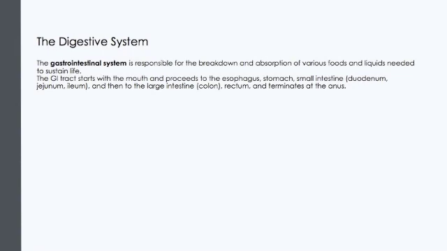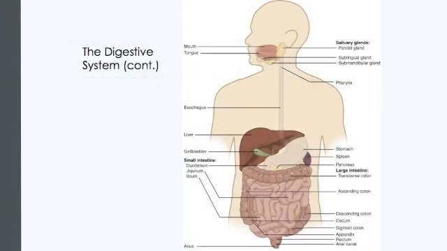The alimentary canal is divided into specialized digestive organs along its length. These organs include the mouth or the oral cavity, the pharynx, the esophagus, stomach, small intestine, large intestine, which can also be called the colon, the rectum, and the anus. And in this slide, we see a cartoon of the human digestive system.